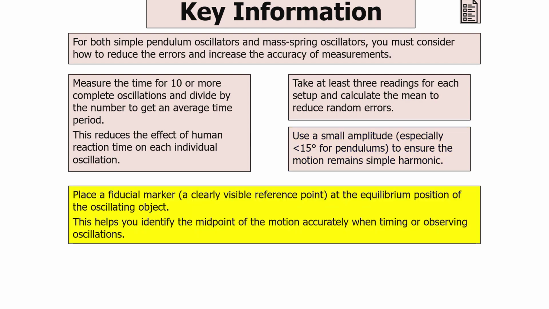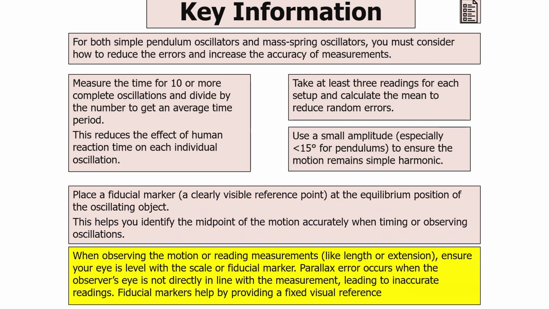You would place a fiducial marker, a clearly visible reference point, at the equilibrium position of the oscillating object, and this helps you identify the midpoint of the motion accurately when timing and observing oscillations. Now, when observing the motion or reading measurements like extension or length, ensure your eye is level with the scale or fiducial marker. Parallax error occurs when the observer's eye is not directly in line with the measurement, leading to inaccurate readings. So fiducial markers help by providing a fixed visual reference. So you can see here how you can get an accurate value of measurement for either the simple pendulum oscillator or the mass spring oscillators.